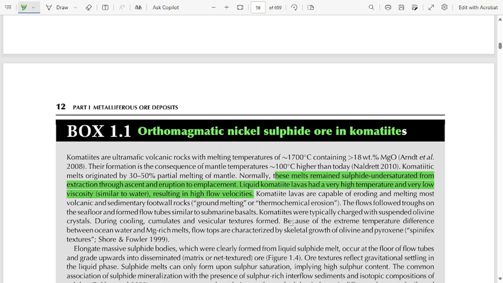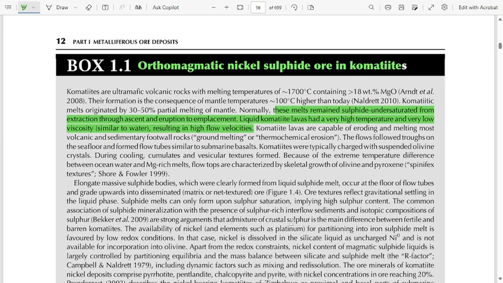During cooling, cumulates and vesicular textures formed because of the extreme temperature difference between ocean water and magnesium-rich melts. Flow tops are characterized by skeletal growth of olivine and pyroxene, the spinifex texture. Elongate massive sulfide bodies, which were clearly formed from liquid sulfide melt, occur at the floor of flow tubes and grade upwards into disseminated matrix or net-textured ore. Ore textures reflect gravitational settling in the liquid phase.